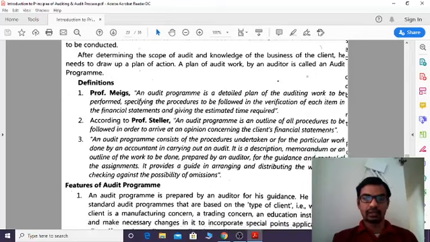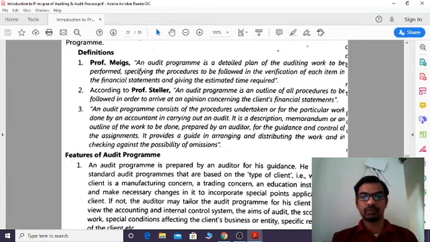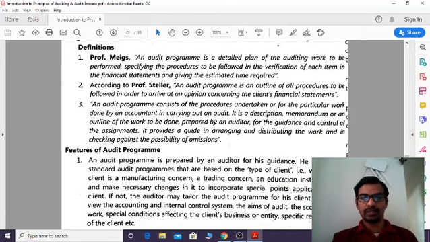Some accounting thinkers have given a definition of the audit program. An audit program is a detailed plan of auditing work to be performed, specifying the procedures to be followed in the verification of each item in the financial statement and giving the estimated time required. So it is a detailed plan about the auditing work that should be performed by the auditor, as well as a specification of the procedures that should be followed in the verification of each and every item recorded in the financial statement.